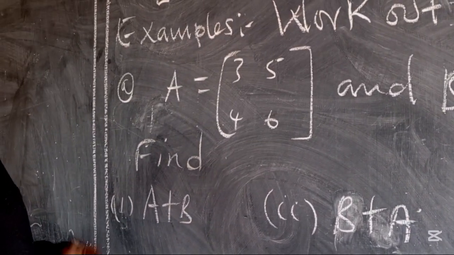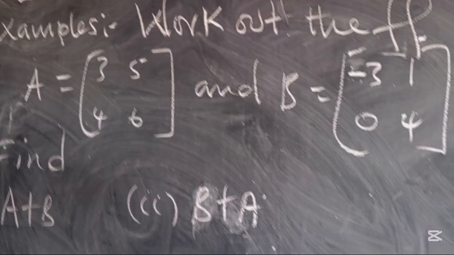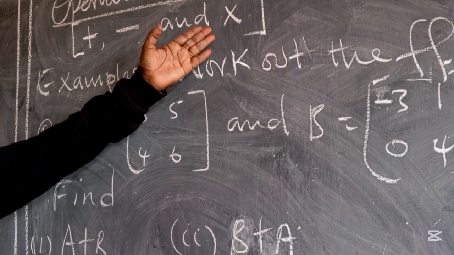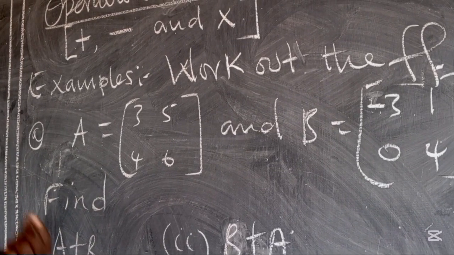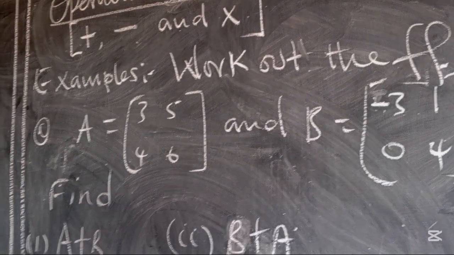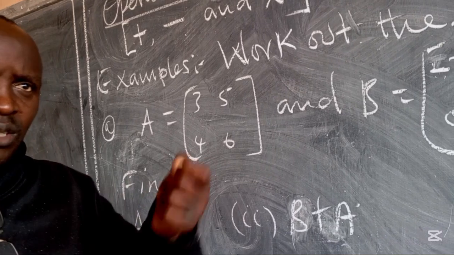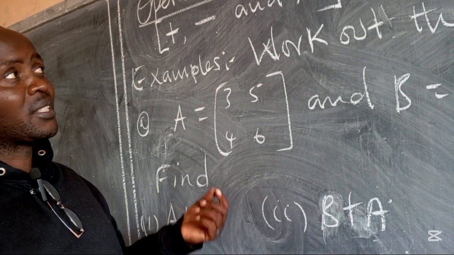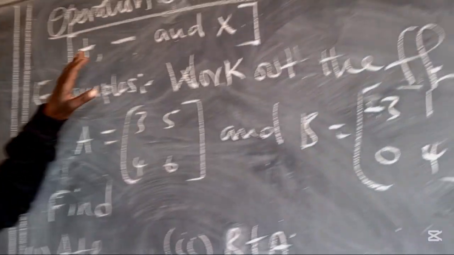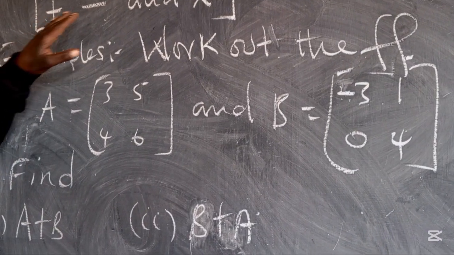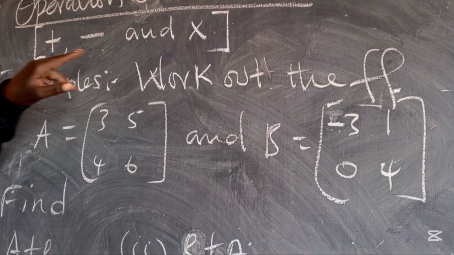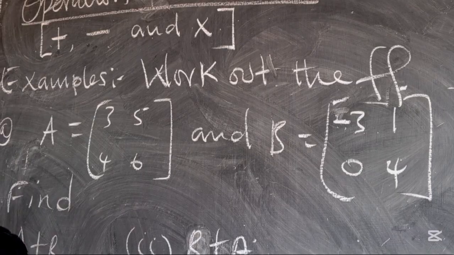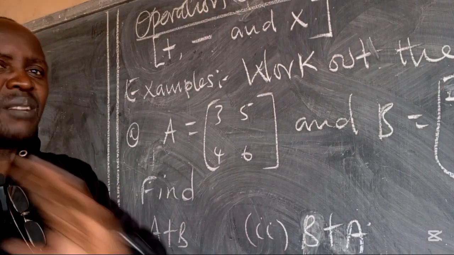We'll continue. We are looking at operations on matrices. With matrices, we do addition, subtraction and multiplication. We don't divide. There is no division when it comes to matrices. So don't say we will divide a matrix. Instead, we have only addition, subtraction, and multiplication. Now, addition and subtraction follow the same principle. They have the same rules.